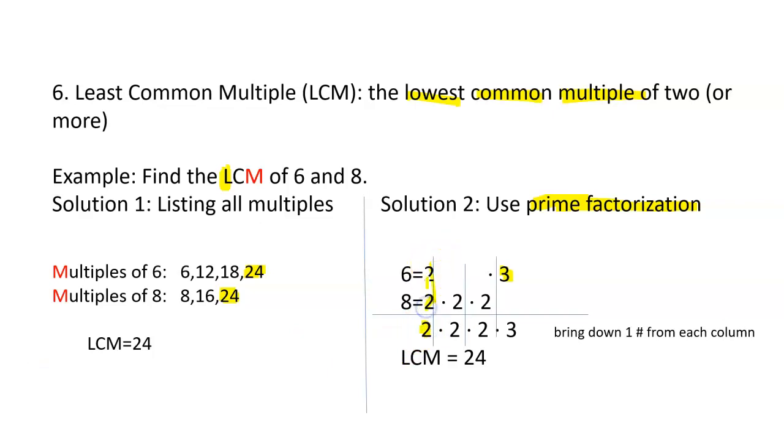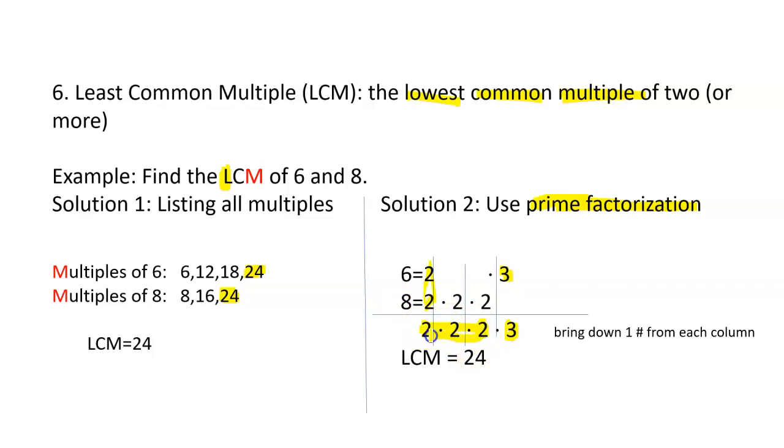And this 2 comes from these two 2's. And this 3 represents that 3. And so when these two highlighted, 2 and 3, when we multiply them, we get 6, which is contained in 24. And similarly, the first 2 and the second 2 and the third 2, when we multiply them together, we get 8. So that tells us 8 is contained in 24.